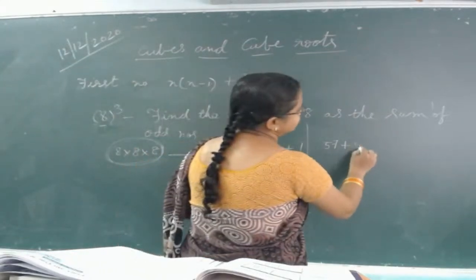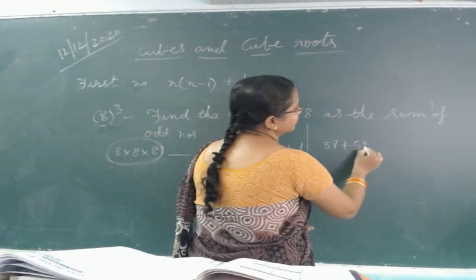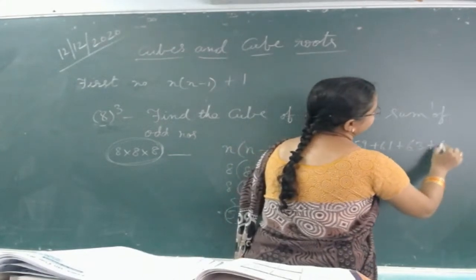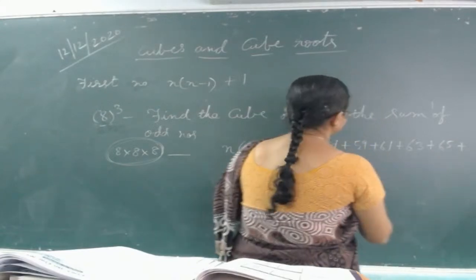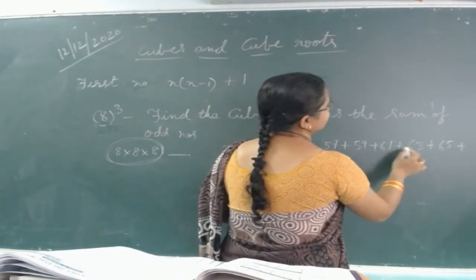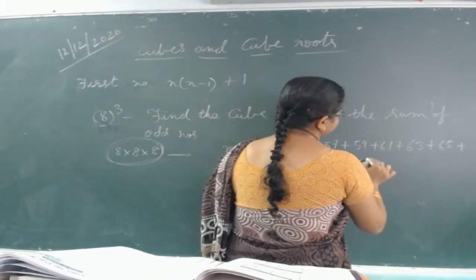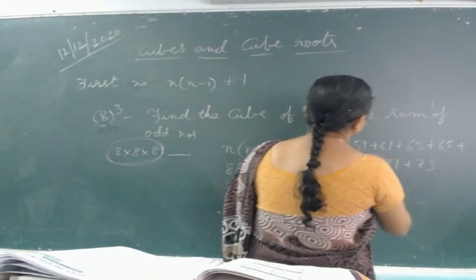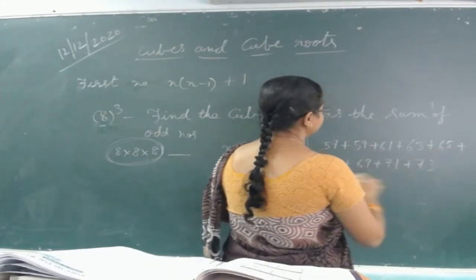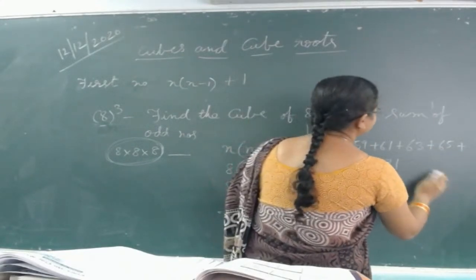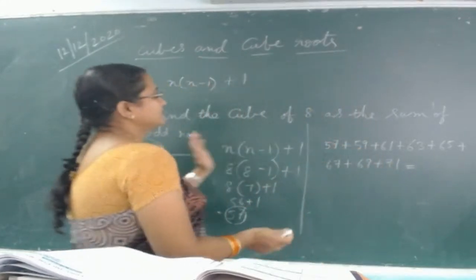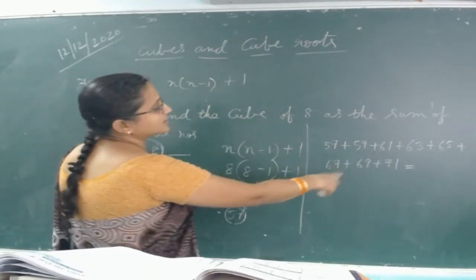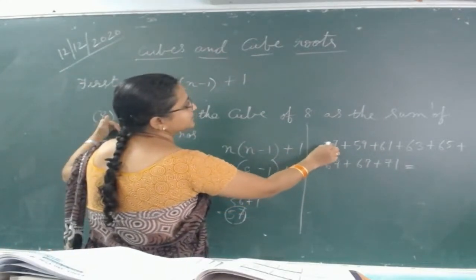So 57 plus, after 57 which odd number will come? 59, 61, 63, 65, 67, 69, 71. Only 8 odd numbers. So you can express the value of 8 cube as the sum of all these odd numbers. But which odd number do you have to take first?